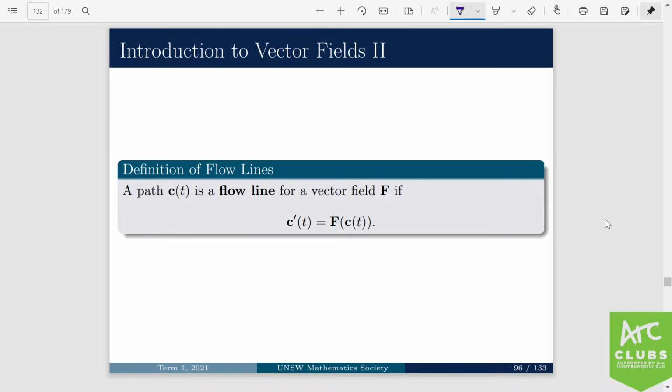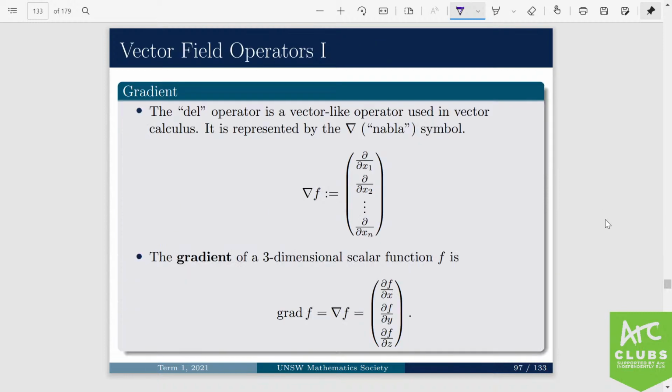I'm actually not sure why they introduced a flow line. I've never seen that anywhere. But a flow line is just anything that satisfies this definition. So with vector fields, we have 3 operations. The first one's the gradient. So let's assume you already know that. I think it's taught early in the course anyway.